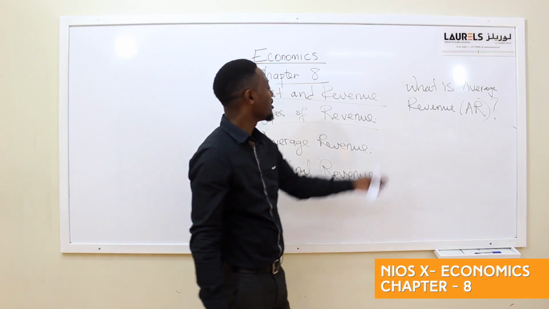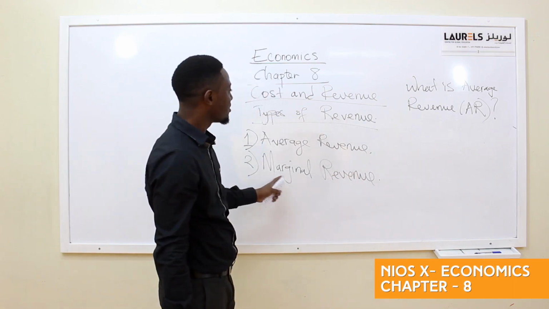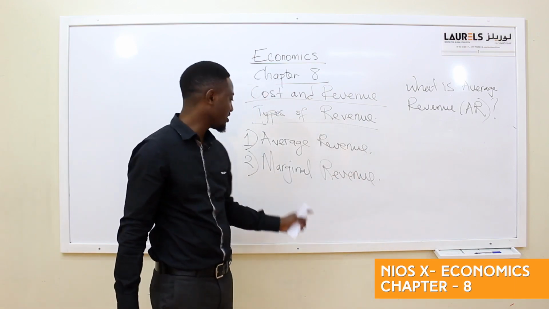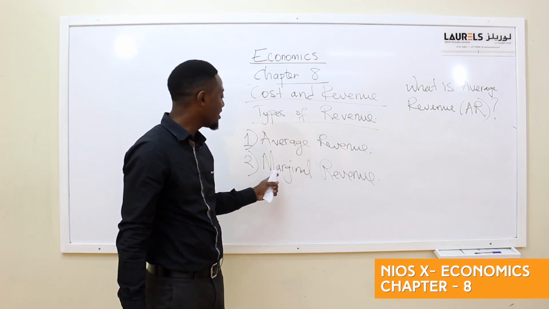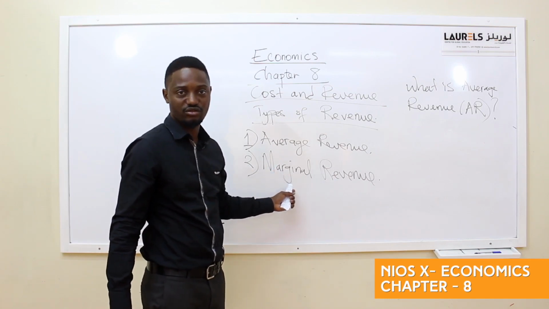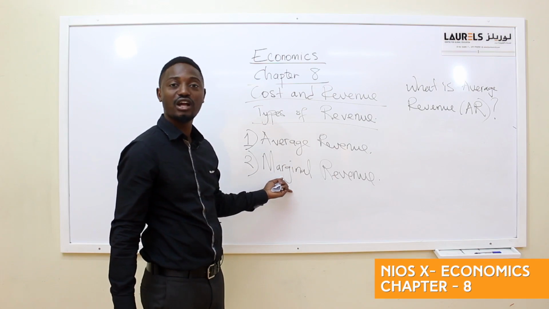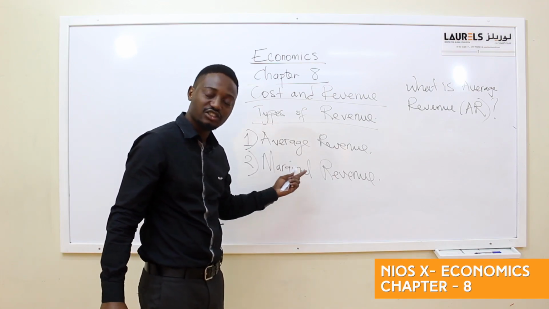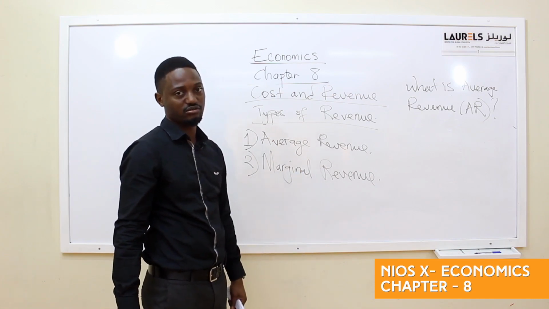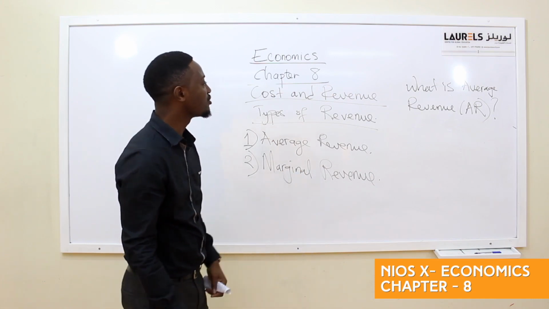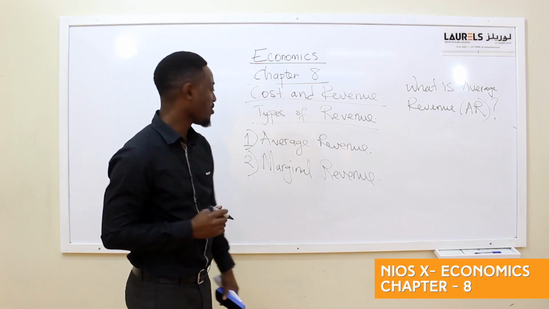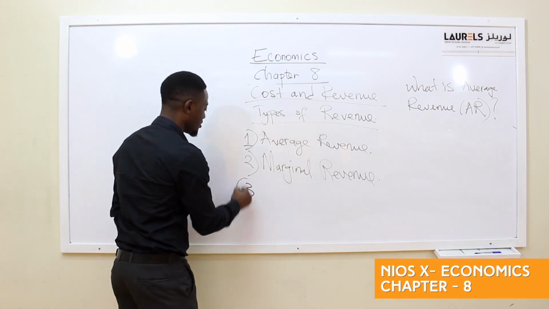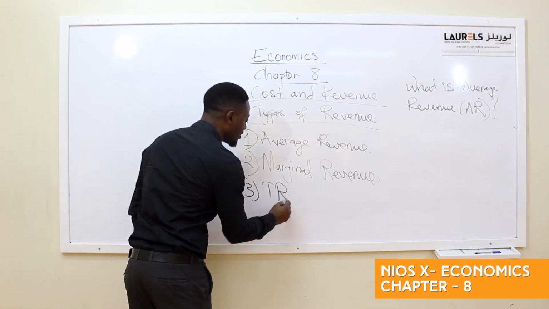All right. Now, the next is marginal revenue. We've said marginal revenue is the additional revenue. It is the increase in total revenue when we sell more additional units of a product. And this will bring us to the last type of revenue, which is the total revenue.